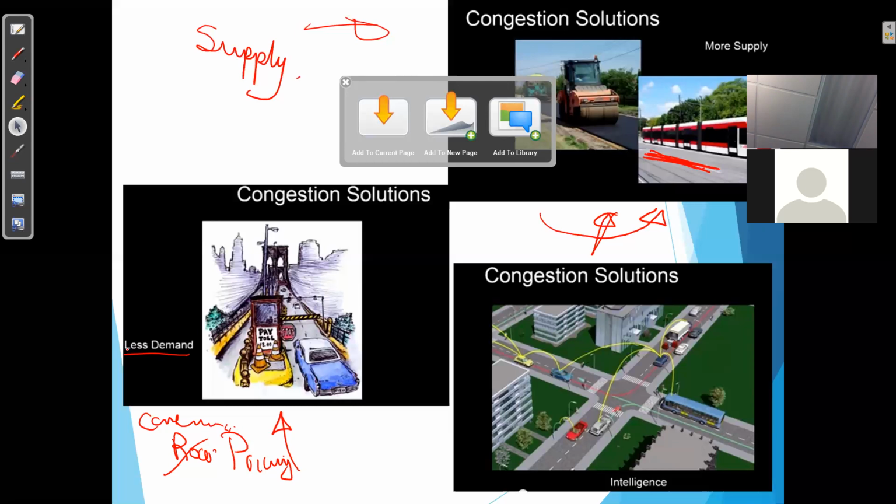Let's have evening hours. Let's have midday hours. So we have different ways to do less demand. There are tons of ways to do. Carpooling is one way to do less demand. When I say demand here, demand for a vehicle. Instead of one person in the car, we can have 4 people in the car.